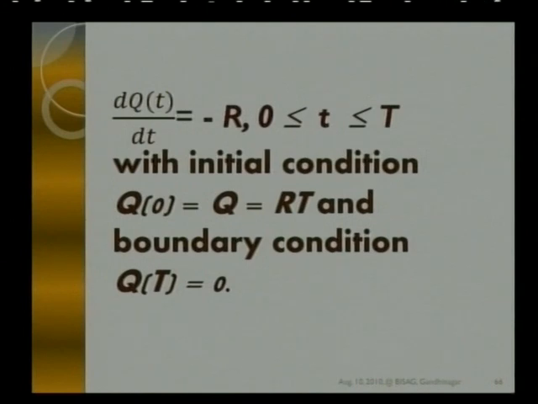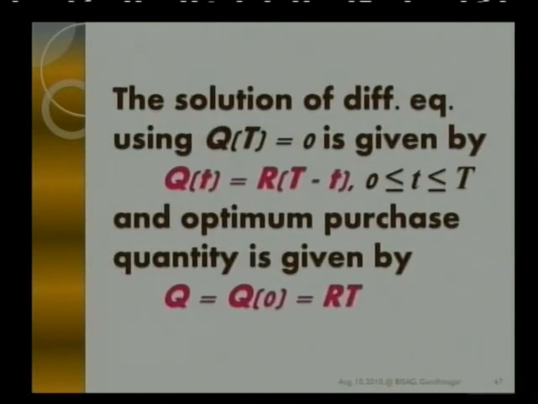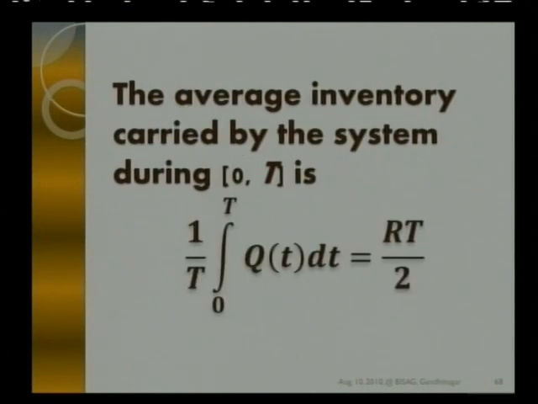This is a very simple linear differential equation, which can be integrated using these boundary conditions, and we'll get the solution Q(t) = R(T - t) between 0 to T. As soon as you put t = 0, you will come to know the optimum purchase quantity, that is Q = RT. Suppose you have a demand of 10 units in 7 days, so I should procure 70 units. That is what this formula says, Q = RT.